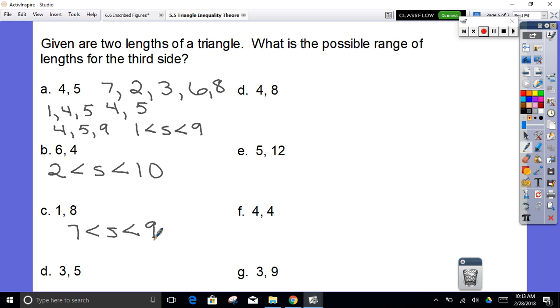What would be some lengths? Haley? 8.6. 8.6. There we go. That's one. What's another one we should have? Another length for the third side. Sean, what's another length?